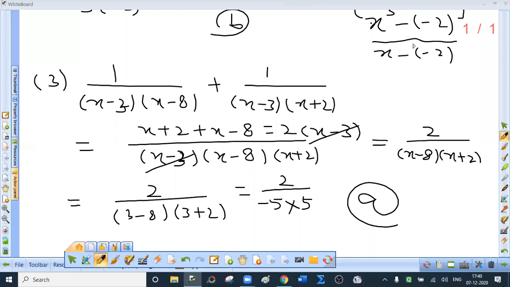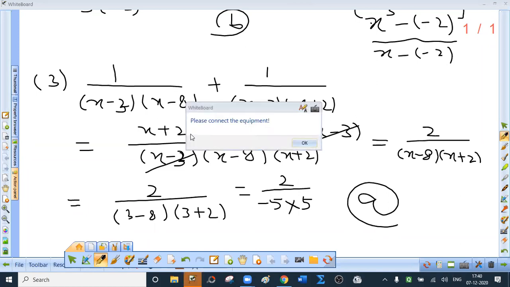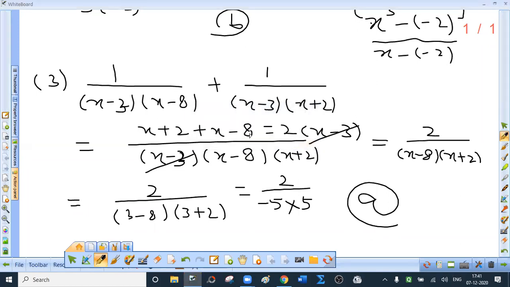Now third sum, find the factors in the denominator. So these are the factors. What is LCM? x minus 3, x minus 8, x plus 2. Numerator is x plus 2 plus x minus 8. Means what? 2x minus 6. Take 2 common, x minus 3. Cancel it because this is giving 0 by 0 form. Take limit means replace every x by its limiting value. So 2 upon minus 5 into 5. So the correct answer is minus 2 by 25, which is given in option A.